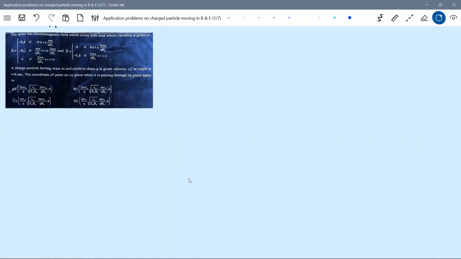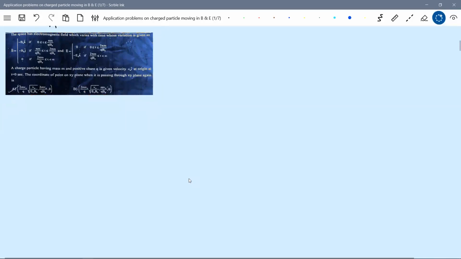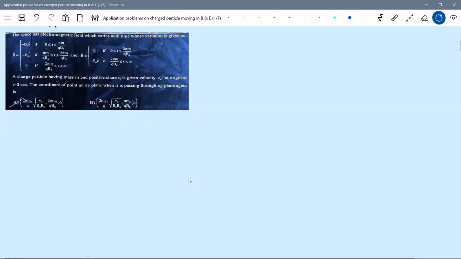The space has an electromagnetic field which varies with time, whose variation is given as B equal to minus B naught k cap if t is less than. So much information he has dumped here. I'll take out these options. Some of you are unable to read. Okay, I increase the size. Now you can read it. You just need patience to work out such problems.